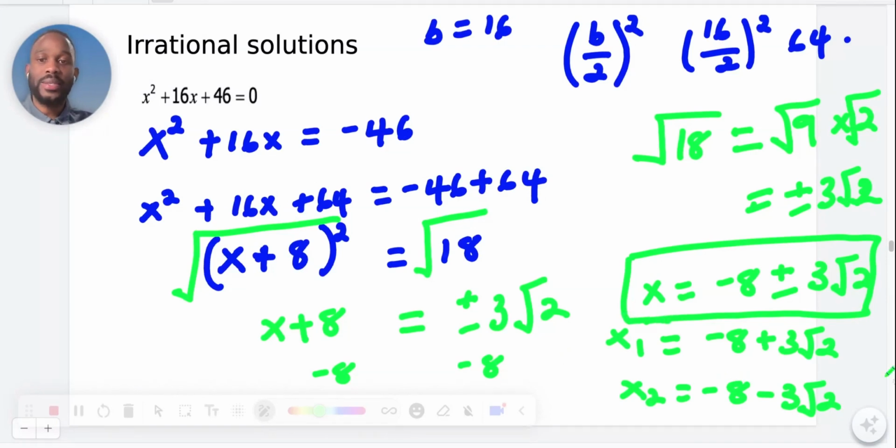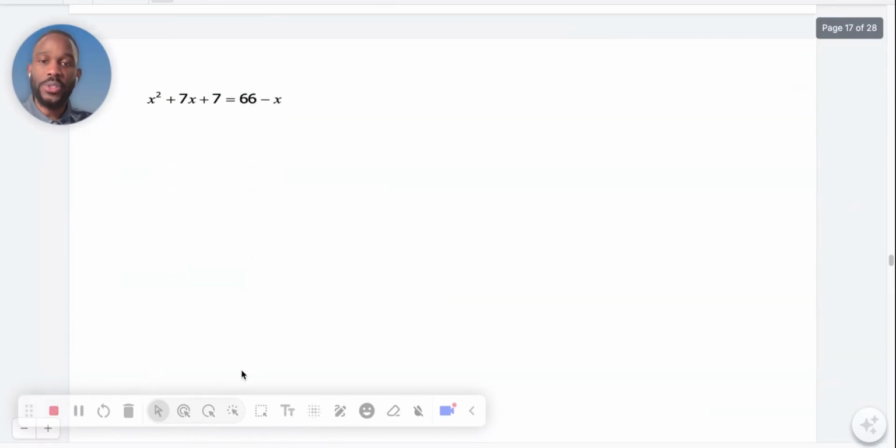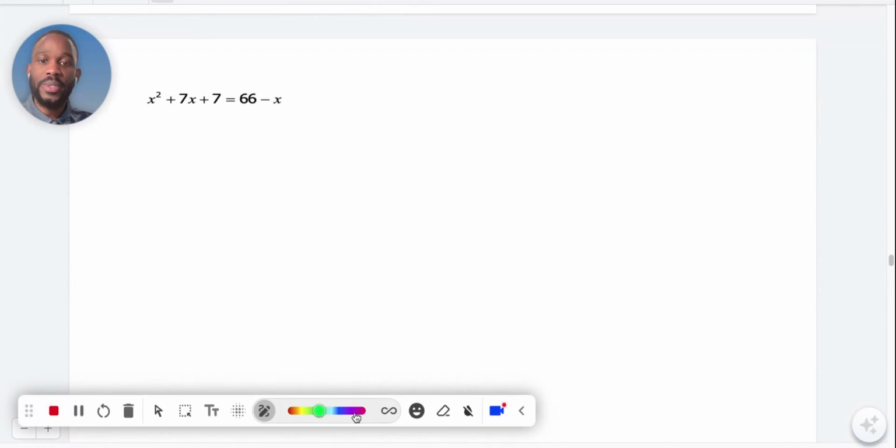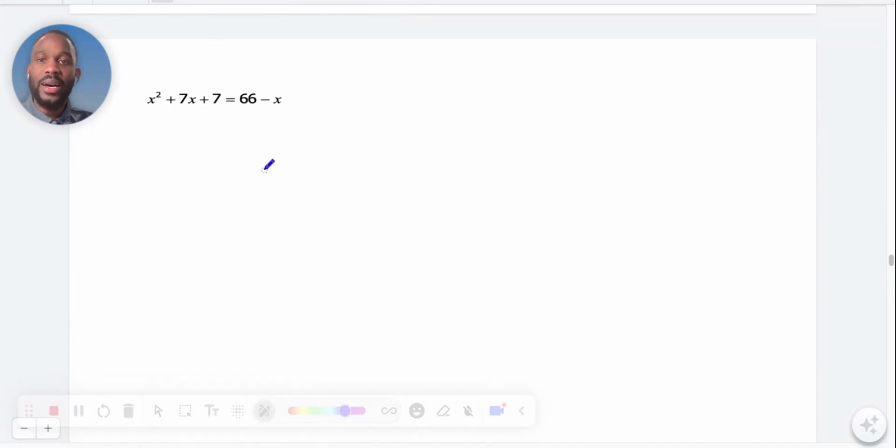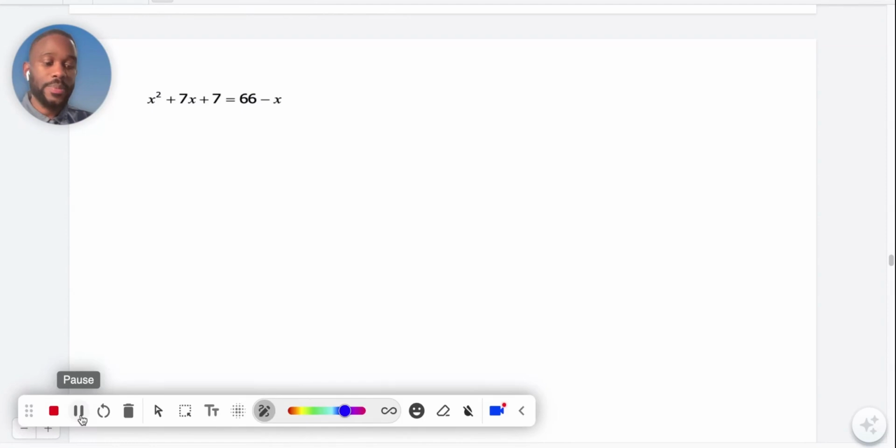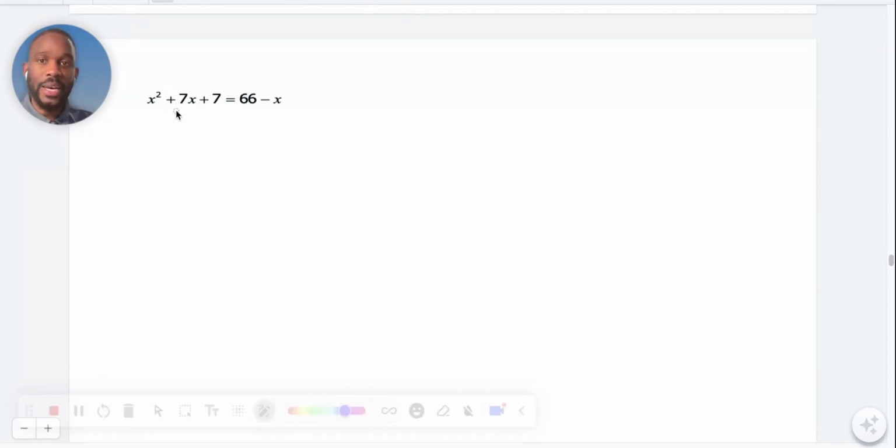All right, let's look at another example where we have irrational solutions. In this example, sometimes I will give you a quadratic equation that is all over the place, where you have to first collect like terms, like this one. So when we collect like terms, put the x's together, put the constants together. So this x will go to the other side and become a positive 7. So it's going to be x squared plus 8x is equal to, take 7 to the other side of the equation, and you're going to end up with 59.